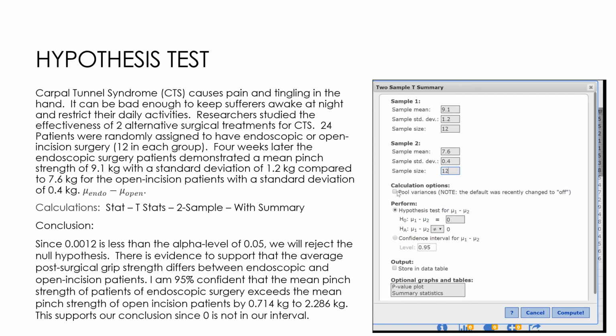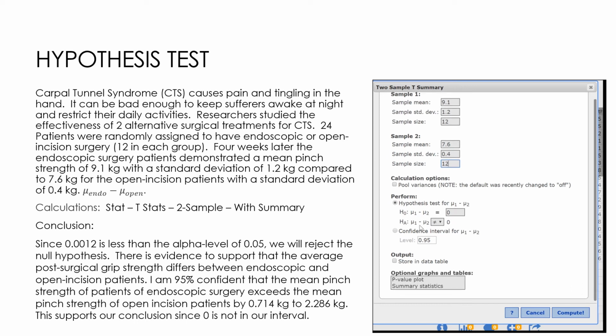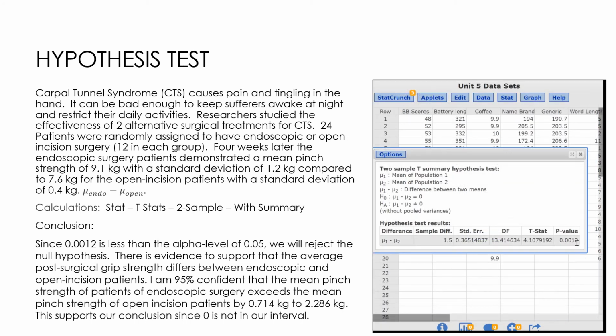So again, never click that pool variances. We'll leave it just like this. We're going to go down to hypothesis testing. And remember, our alternative hypothesis was that there was a difference. So I'm going to leave it just like this and click compute. And I get my p-value of 0.0012, which is very small. So my conclusion says, since 0.0012 is less than the alpha level of 5%, we will reject the null hypothesis. There's evidence to support that the average post-surgical grip strength differs between endoscopic and open incision patients. Again, that's just the alternative hypothesis in words.